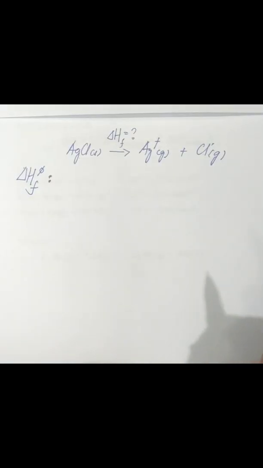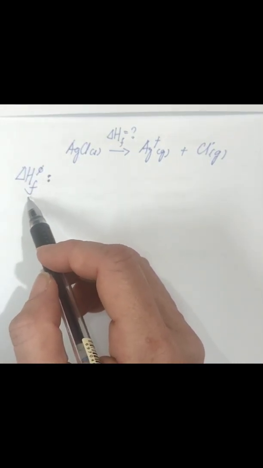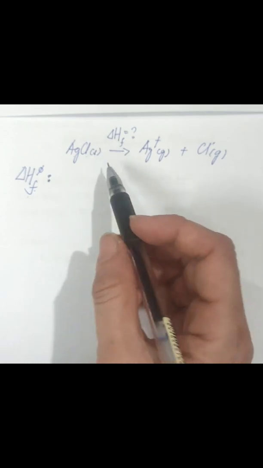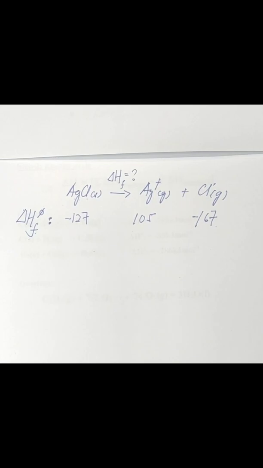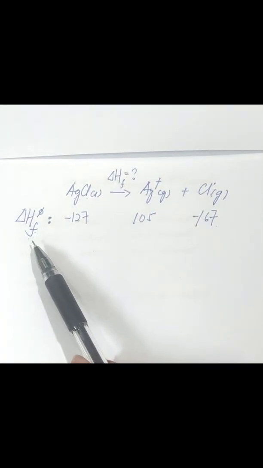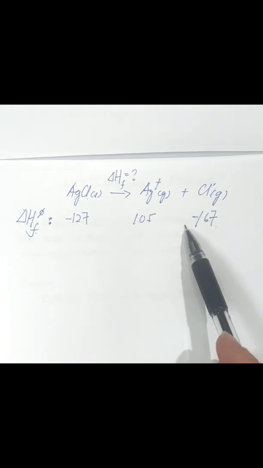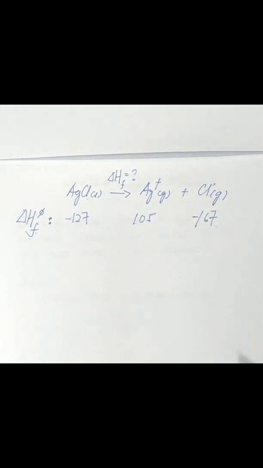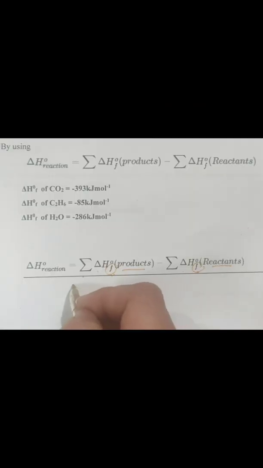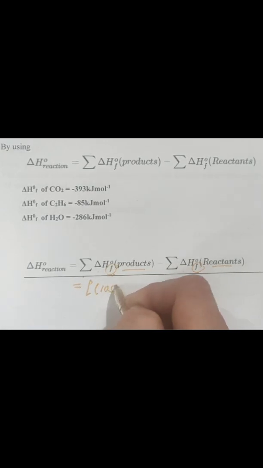By referring to the thermochemical equations, the standard enthalpy change of formation for silver chloride should be -127, while the standard enthalpy change of formation for silver ion and chloride ions are 105 and -167. So after this, we will place these values into the formula. We have this.